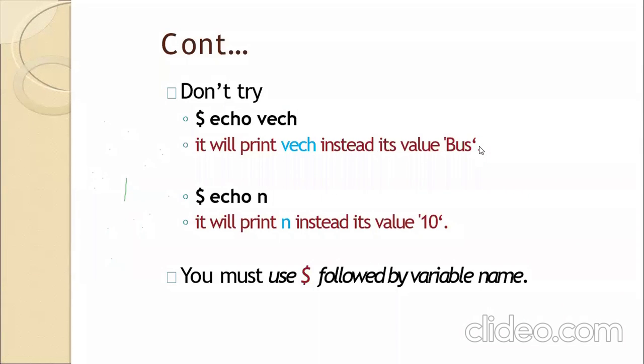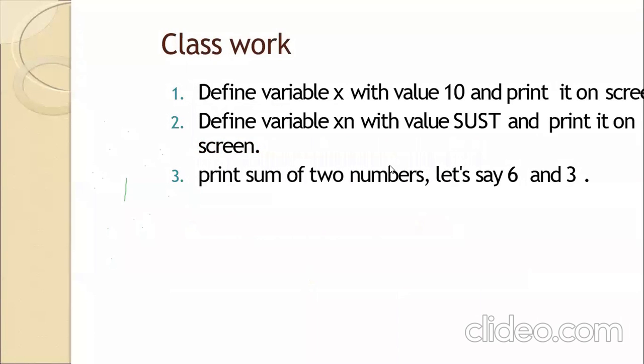Okay, I got this one. If you write dollar here, then only it will print bus. If you write echo vehicle, it will print vehicle instead of the value bus. Echo n will print n instead of the value 10. So you must use dollar followed by the variable name. So echo dollar n will print 10, and echo dollar vehicle will print bus.